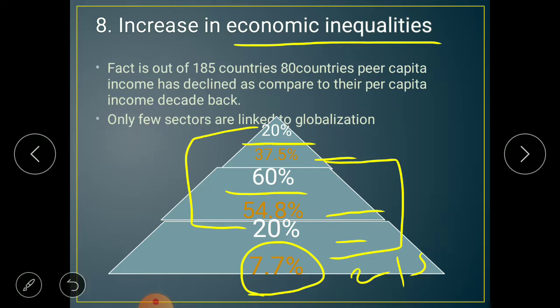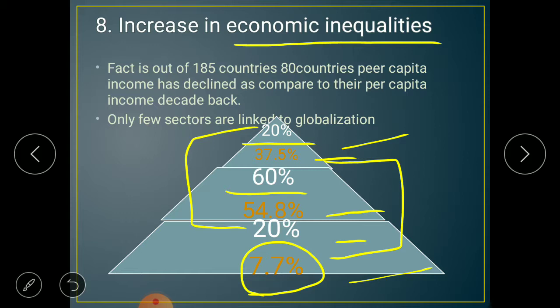But we have a huge gap of a flat 30%, because here it is 37.5% for the rich and for the poor we have only 7.7%. So a huge gap is there between rich and poor, which results in economic inequalities. The fact is, out of 185 countries, in 80 countries per capita income has declined as compared to their per capita income a decade back. See, out of 185 countries, the survey says that in 80 countries per capita income has reduced as compared to their own per capita income 10 years before.